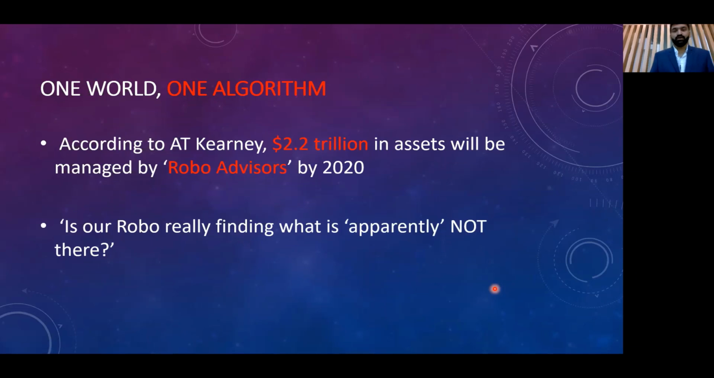According to A.T. Kearney, $2.2 trillion in assets will be managed by robo-advisors by 2020. We are already in 2020. Now, what we are asking is a simple question: is our robo really finding what is apparently not there? Because if it is not able to find what is apparently not there, my robo may not be able to tell me 12,432 is your top. It may not be able to tell me gold is crossing below 1415, so you need to exit. So my robo advisors are actually as good as the data science methodologies that I'm feeding to them, right?